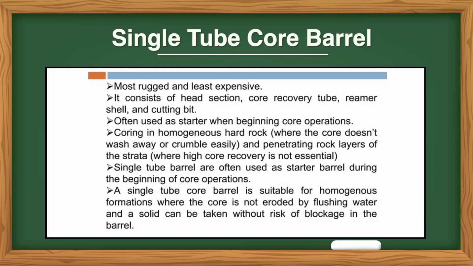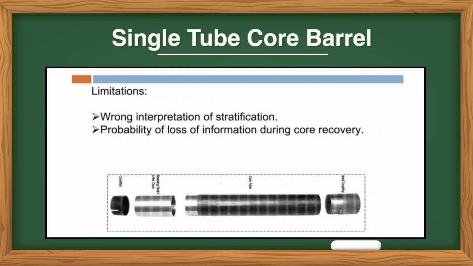A single tube core barrel is suitable for homogeneous formation where the core is not eroded by flushing water and a soil sample can be taken without risk of blockage in the barrel. In the single tube core barrel, the limitations are wrong interpretation of stratification and probability of loss of information during core recovery. You can see the figure of a single tube core barrel. The structure of a single tube core barrel is similar to that in the figure.